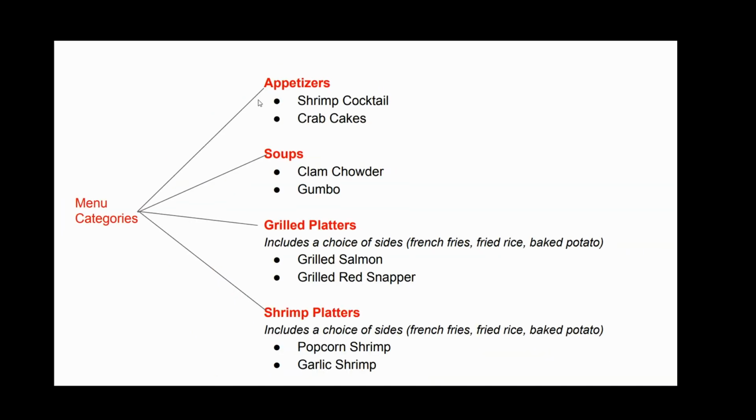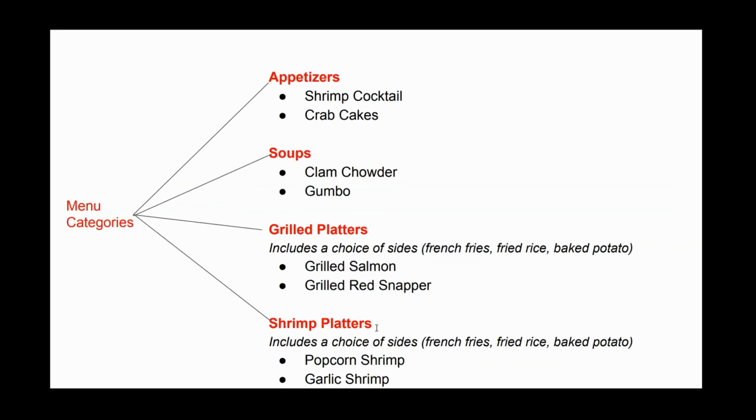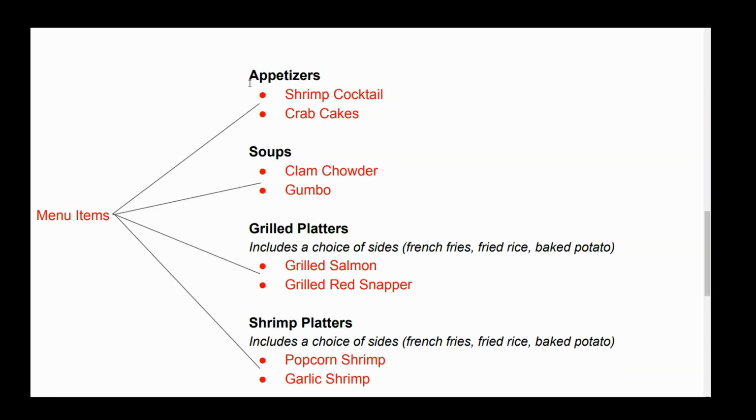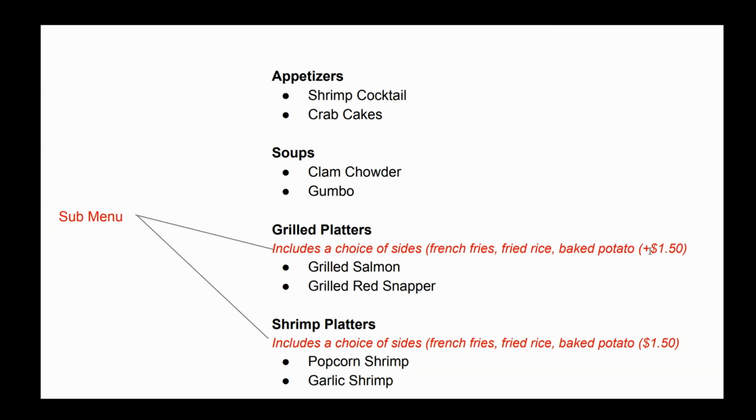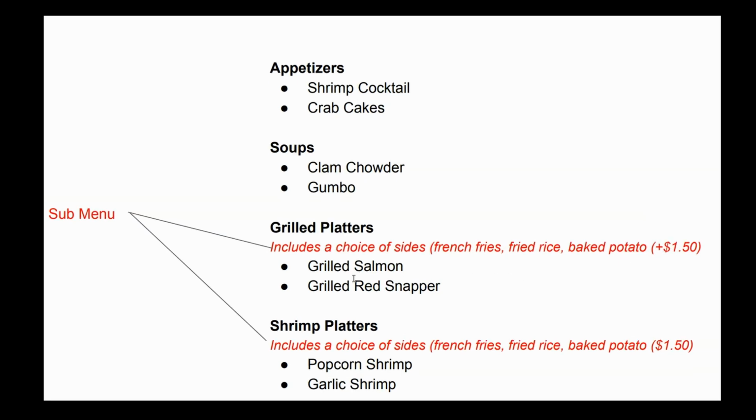First, we're going to start with menu categories, highlighted in red. These are the sections within your menu. Within each category, you'll have menu items highlighted in red. If your menu items have different options, such as different sides, different sauces, or different flavors, those are called submenus. In this example, our platters will have a choice of side of French fries, fried rice, or baked potato, where the baked potato has additional cost of $1.50. We'll show you how to do all that within Tableside.